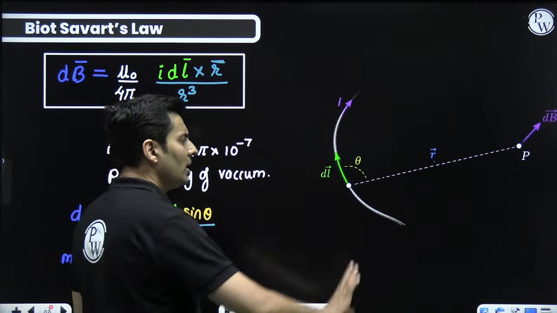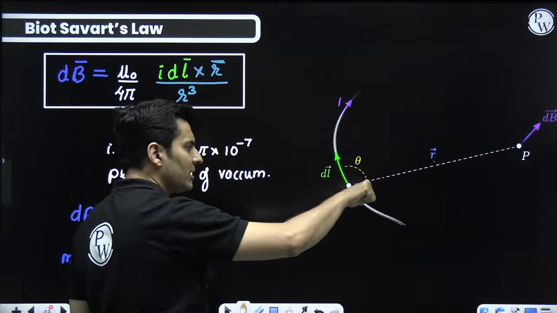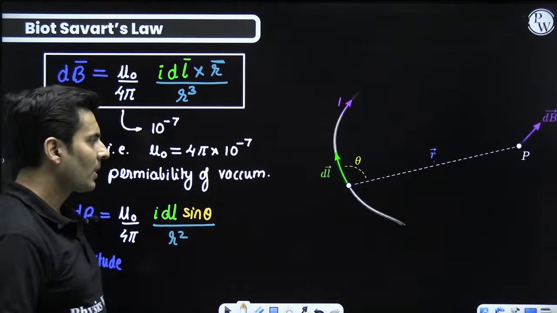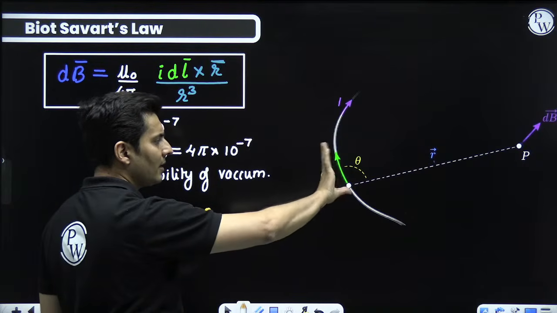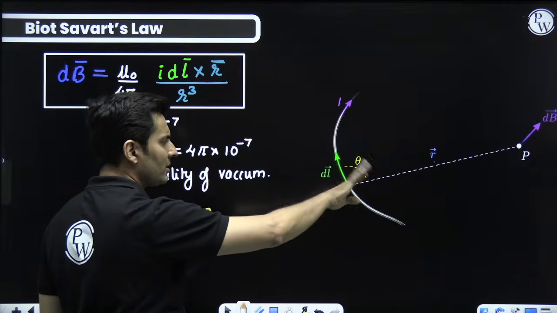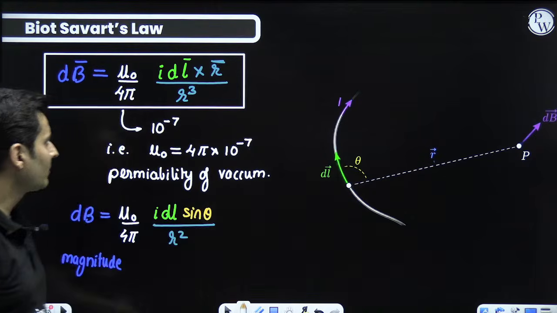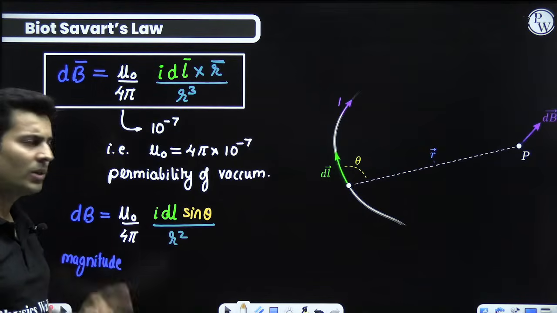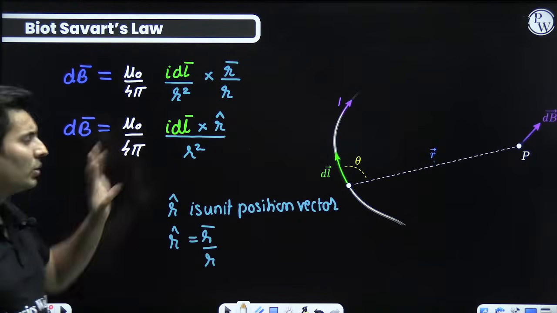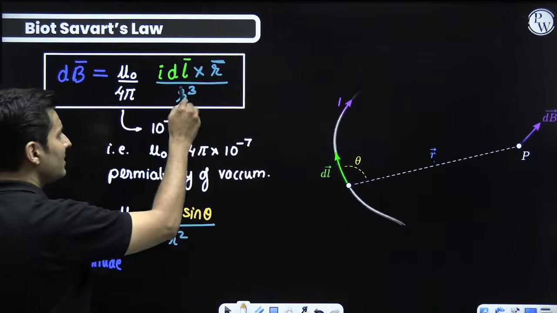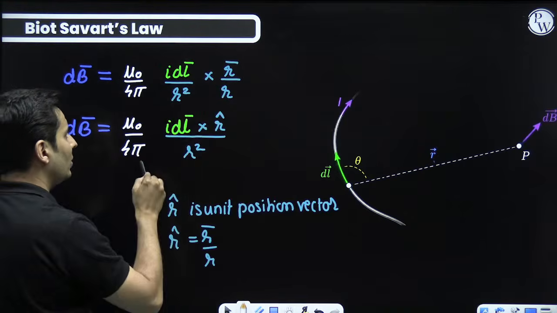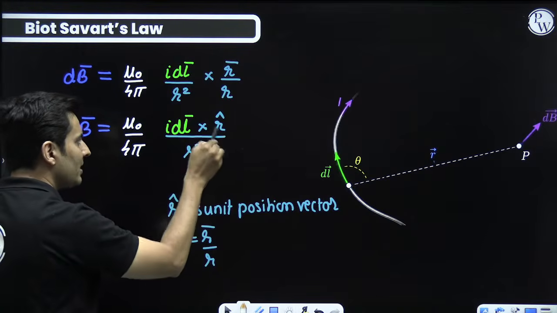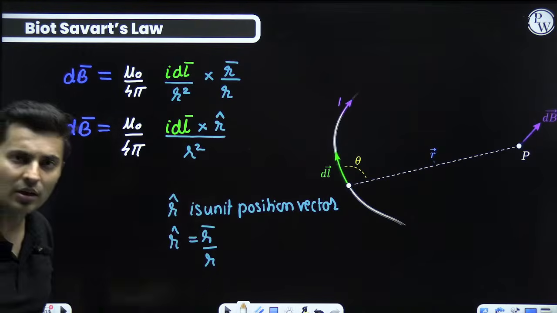Here if you do dl cross r, you will see the thumb is going inside. That means at this point, the magnetic field should be going inside, because dl is there, r is there. Right hand thumb rule, A cross B, dl cross r. So the thumb goes inside. Divided by r cube. If you look at the magnitude, this r will get cancelled and only r square will remain. In unit vector form, I have written r cube as r square into r. But we all know r bar by r is a unit vector, so I can replace it with a unit vector symbol also. There is nothing wrong about it.